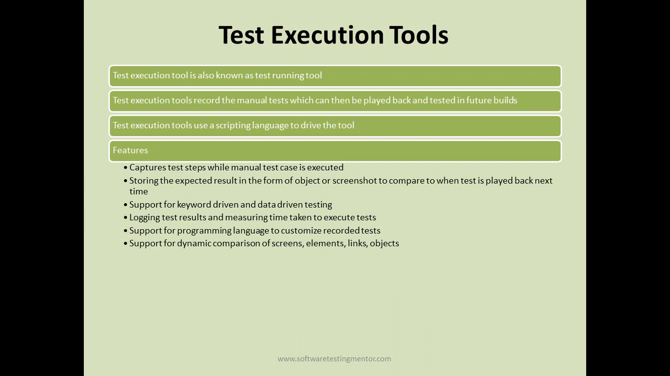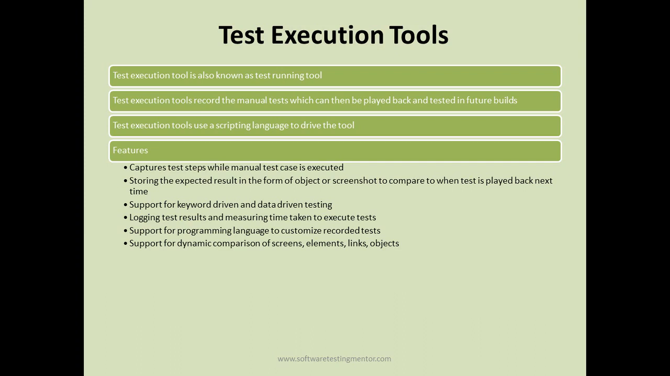For example, on this page there should be a submit button, so you can identify that submit button object, and you can store it in the tool to verify, whenever the next execution is done, whether that object is present on that page or not. Similarly, if you want to verify some text on a page, you can store that text or a screenshot of the page and compare it with the actual result next time when you play back that test. So the capability of storing the expected results, or having checkpoints, is another feature of the test execution tool.